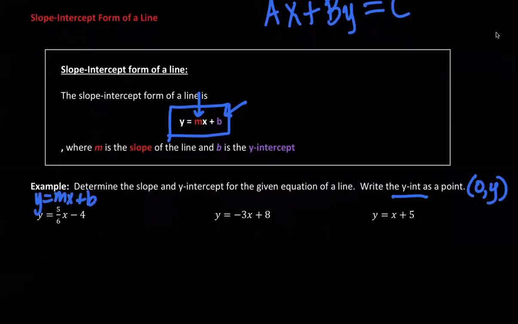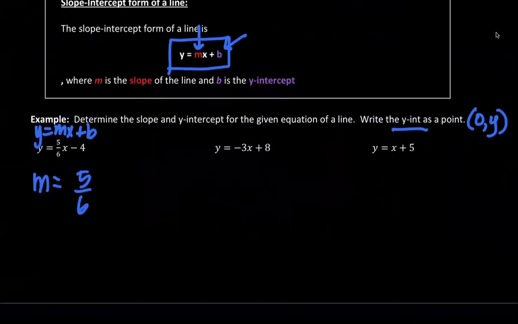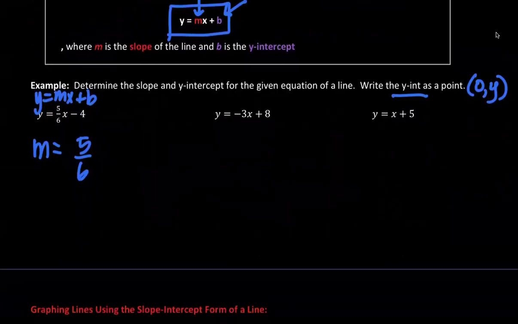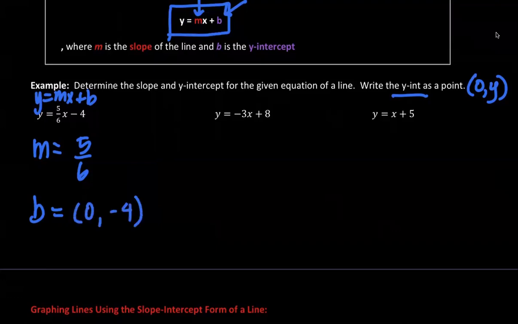So whatever that m is, the number in front of x is our slope. So we're going to say our slope is 5/6, just because it's right in front of the x. The b, the y-intercept, and I'm using m and b because that's what's up here, the b is (0, -4). Pause the video, see if you can get those next two, and then we'll check.